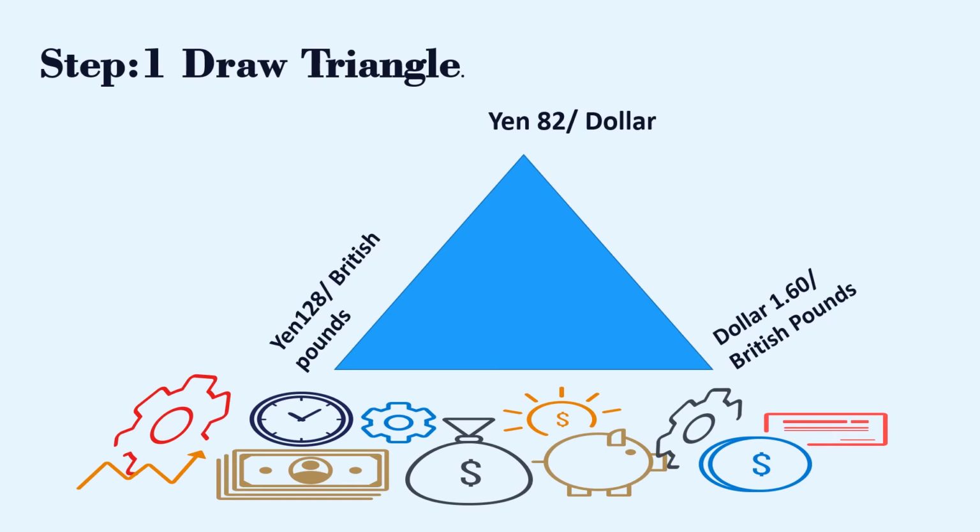In the very first step, we have to draw a triangle and quote the price quotations on three different angles. On angle A, we have quoted yen 82 per dollar. On angle B, we have quoted $1.60 per British pound. On C, we have quoted yen 128 per British pound.